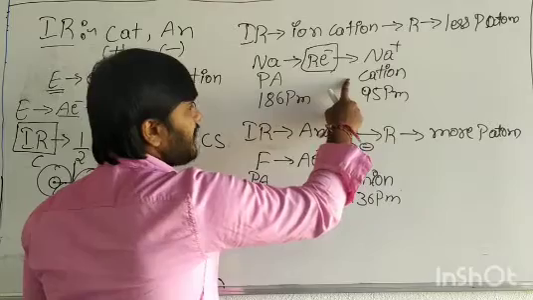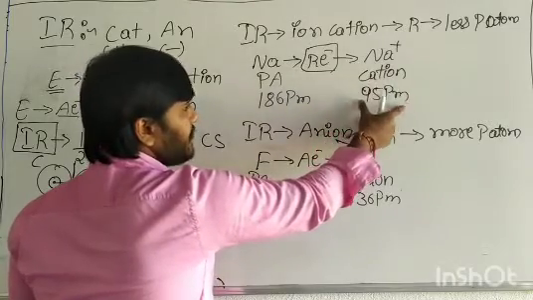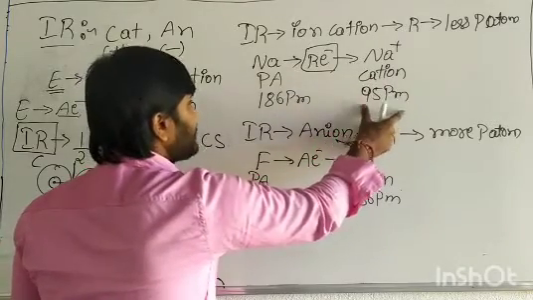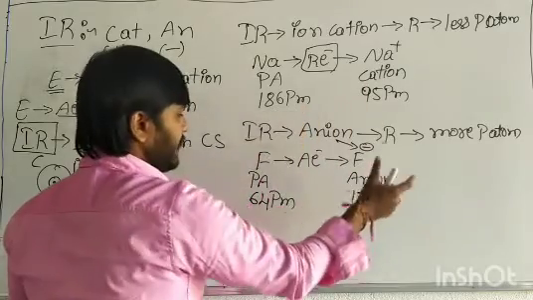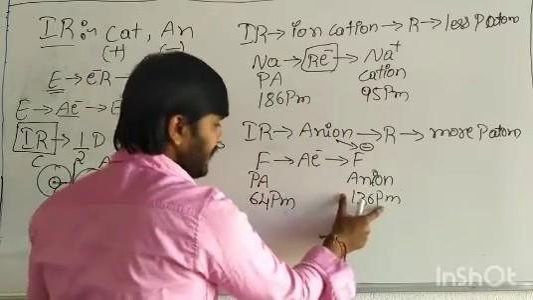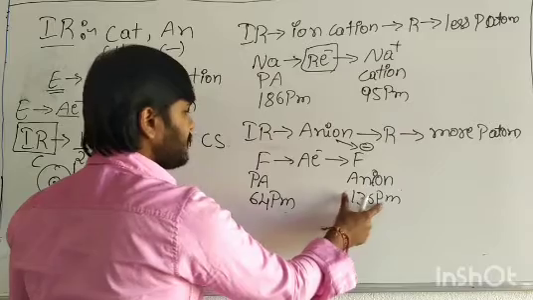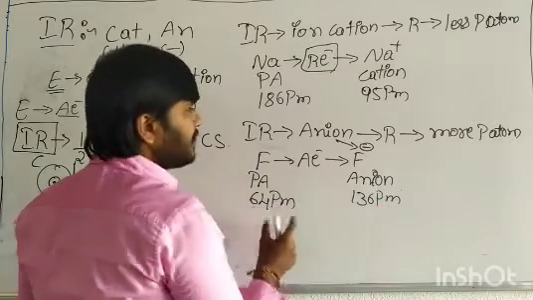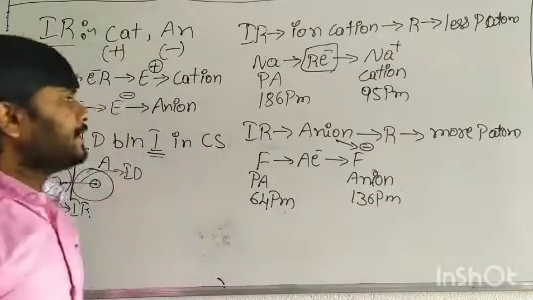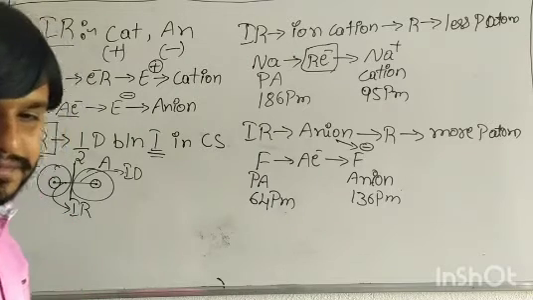If positively charged ions are generated, the radius will be less than the parent atom. If negatively charged ions are generated, then the radius of this ion will be more than the parent atom. Did you get this one now, guys?